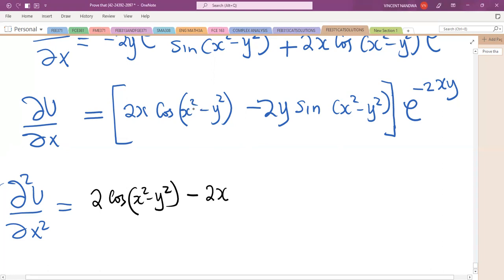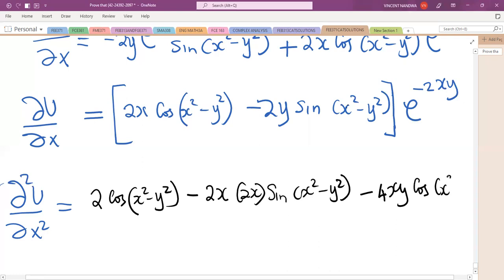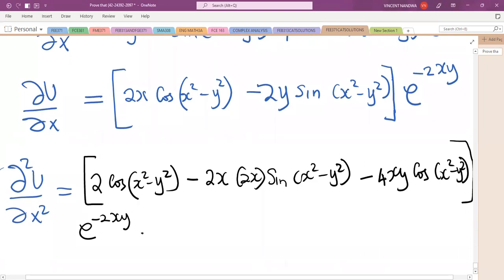So it'll be 2x, the derivative of this part, and then times this 2x, and then the cos function will give the sine function. So I'll have done the derivative of this part, then plus or minus. So the derivative of this function here with respect to x, because this is the only term that has an x, the derivative of this one will give me 2x. I'll have minus 2 by 2 is 4xy, and then cosine of x squared minus y squared. And then I multiply this one by e raised to the power minus 2xy. Then the derivative of this one will give me minus 2y e raised to the power minus 2xy.